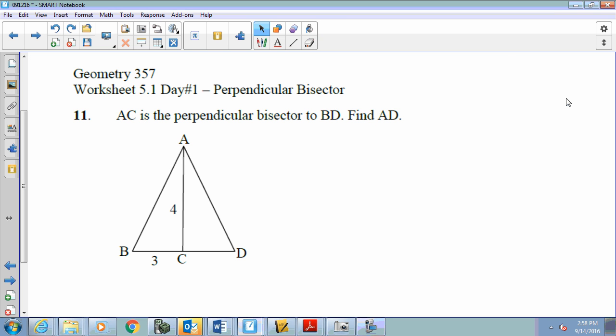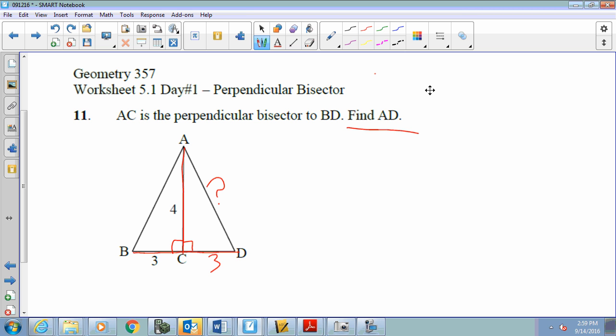Let's look at number 11. All right, we're looking for AD. And we're told that AC is the perpendicular bisector to BD. So if that's the case, then I know that BC and CD are the same. So they're both 3. I'm looking for this side over here. If this is the perpendicular bisector, this is a right angle, this is a right angle. So I have two right triangles.